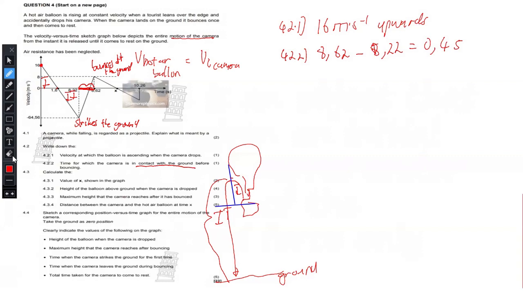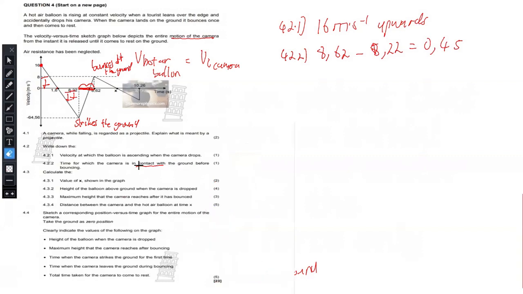Now, 4.3.1, they want the value of x shown in the graph. Now, the value of x is when it bounces off the ground and it goes where? After bouncing off the ground, we know that it goes upward and then reaches the maximum height. We know it's going upward because the velocity is decreasing all the way up until it reaches the maximum height, where the velocity is supposed to be 0. So in other words, we are looking for the time it takes to move from bouncing off the ground to the maximum height.